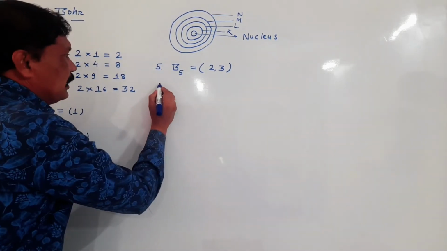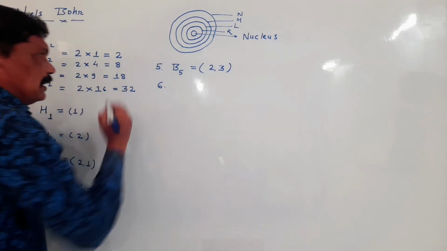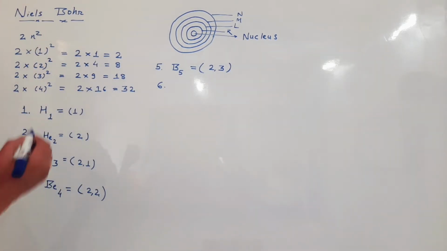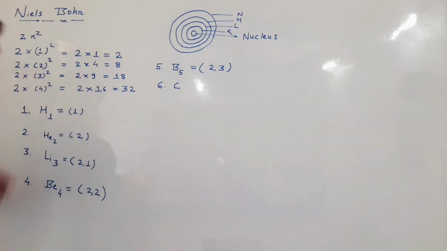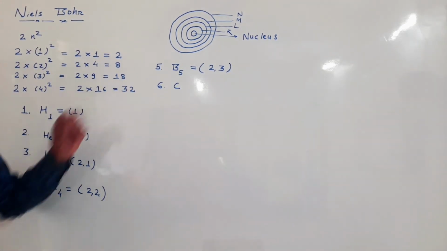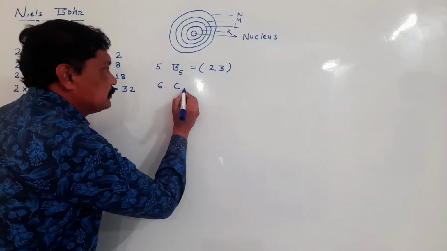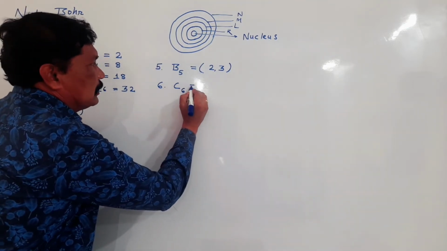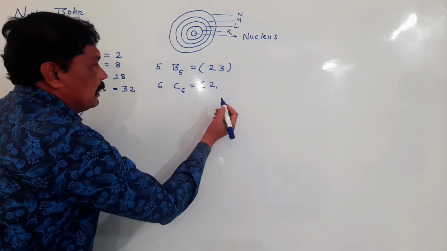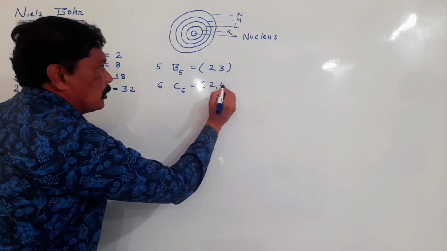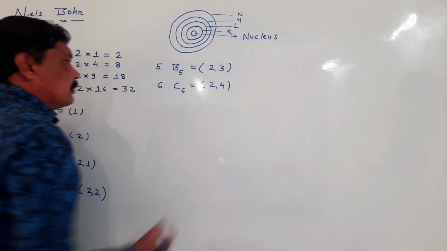Now my dear student, let's consider the next element. The next element in the series is carbon. Hydrogen, helium, lithium, beryllium, boron, carbon. Atomic number 6. So the electronic configuration will be 2, remaining 4 will go in the next orbit.